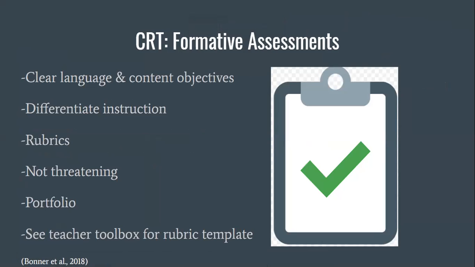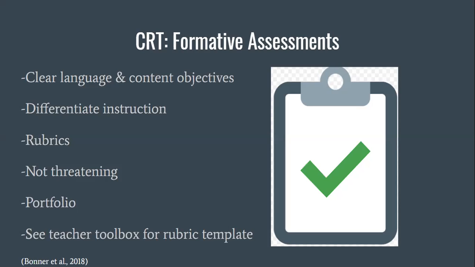Okay, and now we're gonna jump into what formative assessments should look like. Assessments could be its own presentation all on its own, but just utilizing the CRT strategies, make sure you have clear content and language objectives, differentiate instruction for ELs, modify the length, modify the number of questions, provide additional time, modify the choices on multiple choice, use rubrics, make it not threatening. If you can, have students make a portfolio throughout the year to really get a good picture of what their growth looks like versus just a snapshot assessment every now and then.